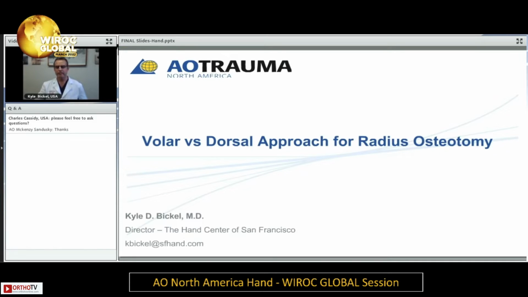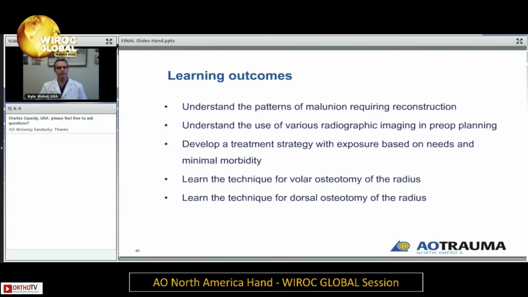We're going to go on to talk about some of the technical aspects of addressing the radius deformity. Chai did an excellent job of addressing the discrepancy in length between the radius and the ulna. At the end of the talk, we should understand which malunions require reconstruction, and we've heard a good bit about that, so I won't belabor that too much.